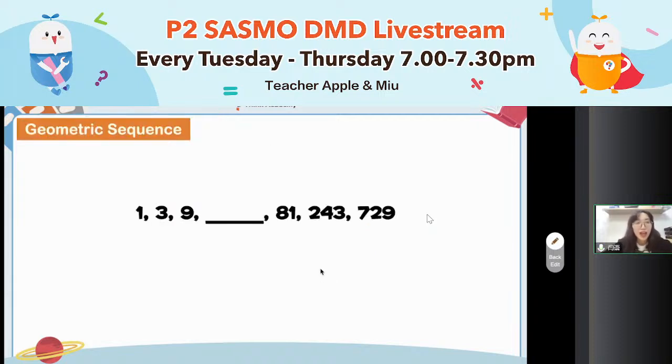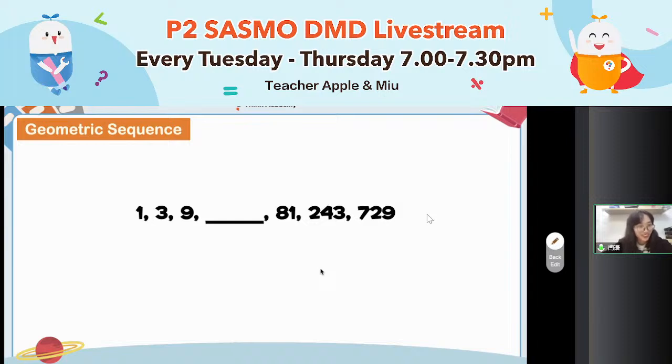Okay. And next one, actually for such type of number sequence, it is not tested in SASMO, but when it comes to some very challenging competitions, you will see this. So here, Teacher Apple also wants to introduce more, okay? We call this geometric sequence. Here, everyone, let's try to observe. 1, 3, 9, missing number, 81, 243, 729. What is the missing number here?